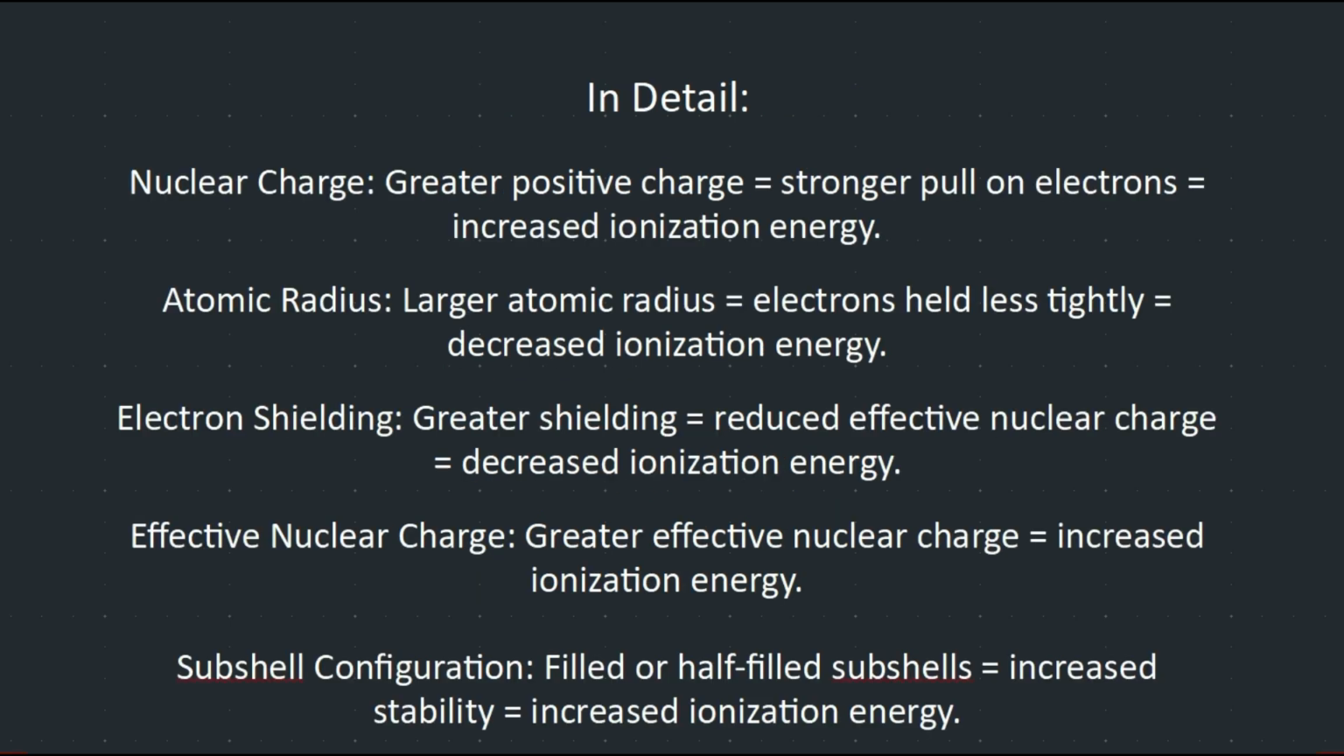Now, in detail, if the nuclear charge is greater, that is, there's more positive charge and a stronger pull on electrons. Atomic radius: larger atomic radius, electrons held less tightly, so decreasing ionization energy. Electronic shielding, if the shielding is more, right? If the shielding is more, the ionization energy will increase. If the shielding is less, it decreases, right? Sorry, I told it the other way around. Greater the shielding, reduced effective nuclear charge, which decreases ionization energy. That is, we need less energy to pull out something.